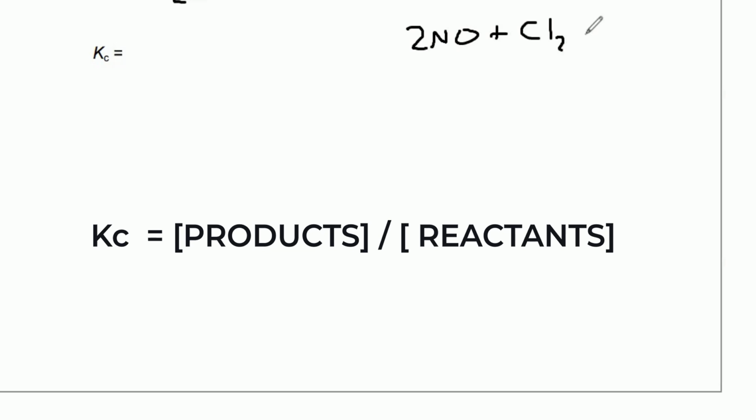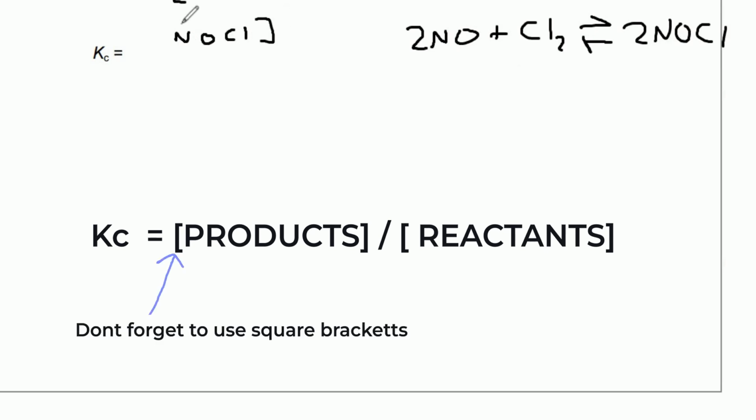Now, when you're doing Kc, it's always going to be your products over the top of the reactants. So we're going 2NO plus Cl2 goes to 2NOCl. So I want NOCl at the top, and I'm going to use square brackets. Remember, square brackets are for concentration.